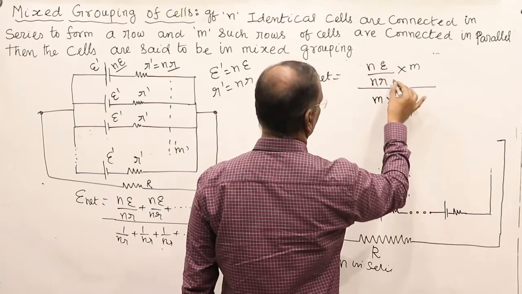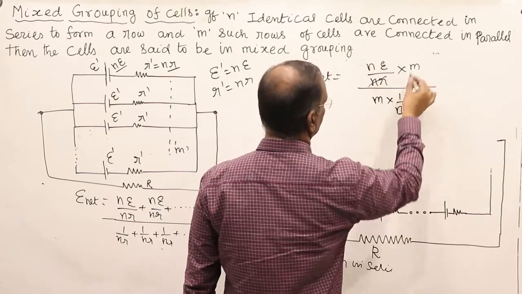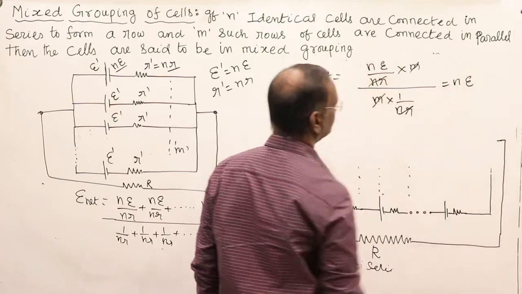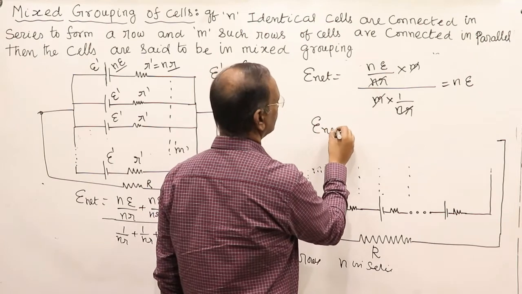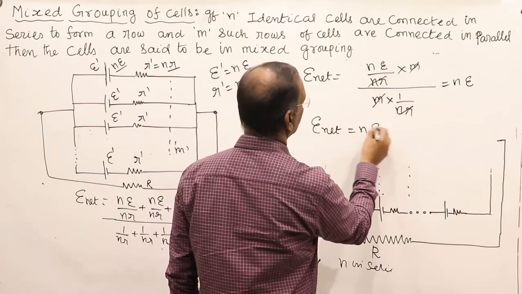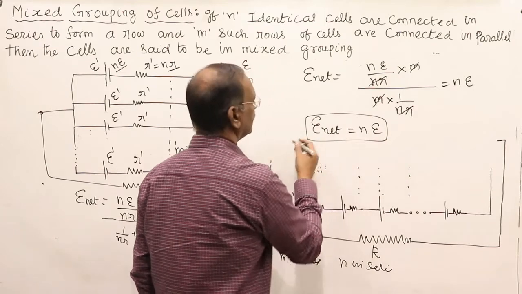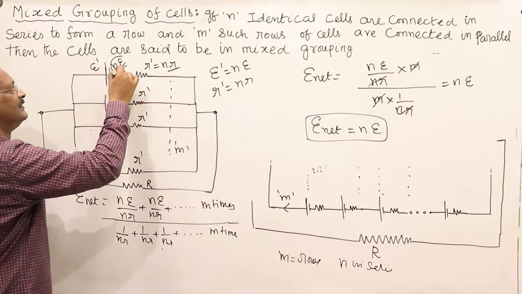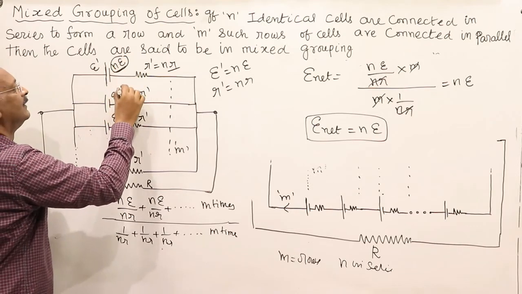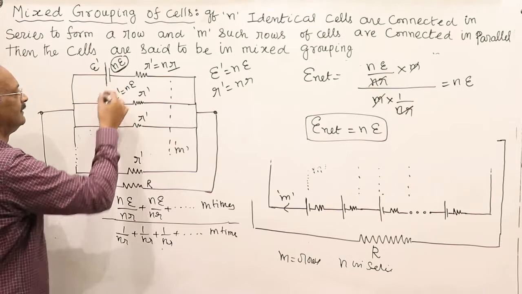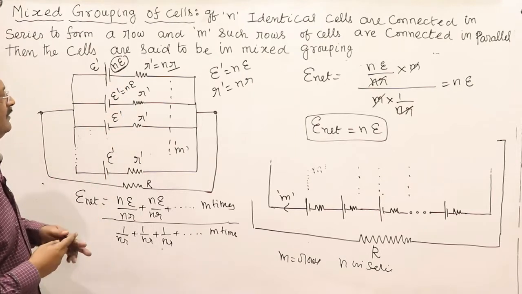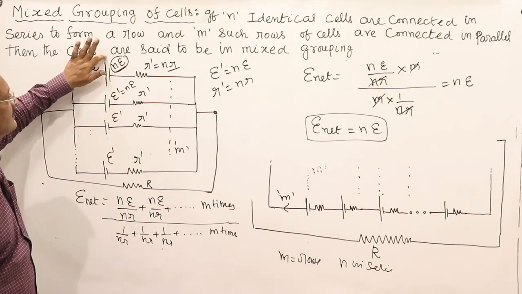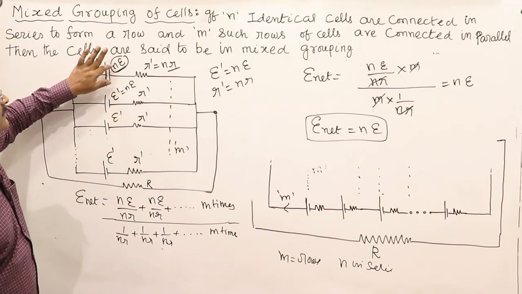We can cancel out this and this, we can cancel out this and this, which leaves NE. Therefore E net is equal to N into E. This is the E net for the entire combination, because this is the EMF of one cell and all are identical. In a parallel combination for ideal cells, the net EMF is equal to the EMF of a single cell, which is N into E.